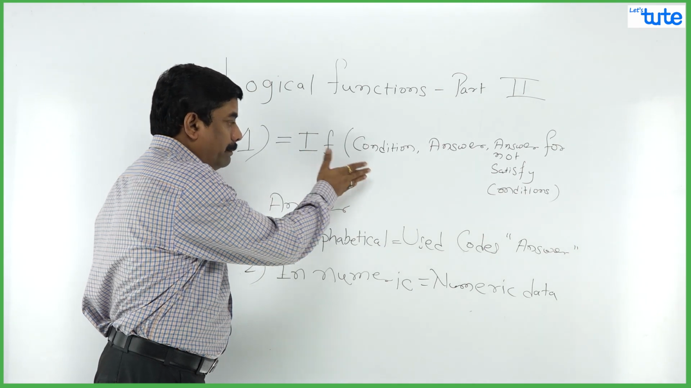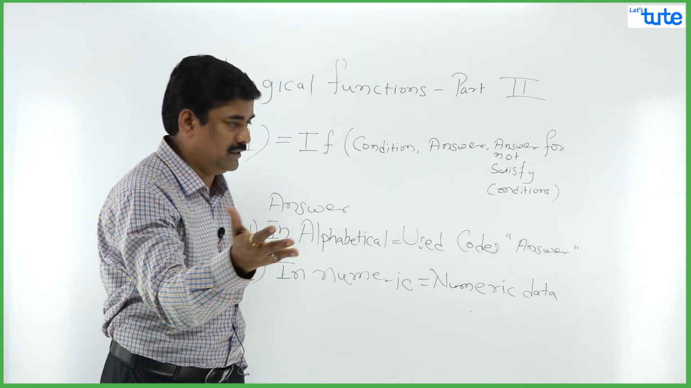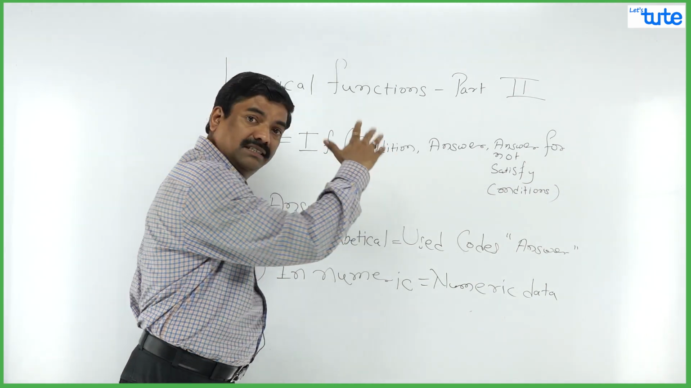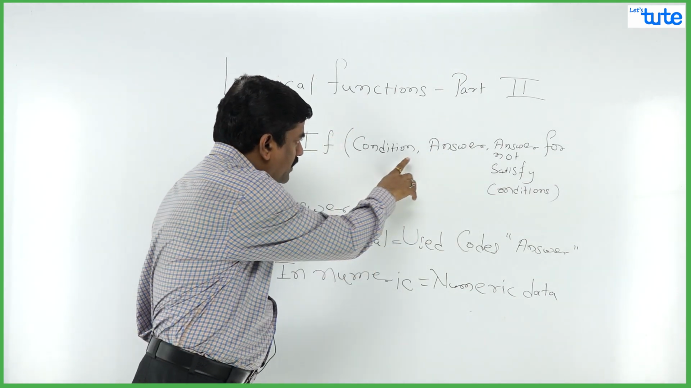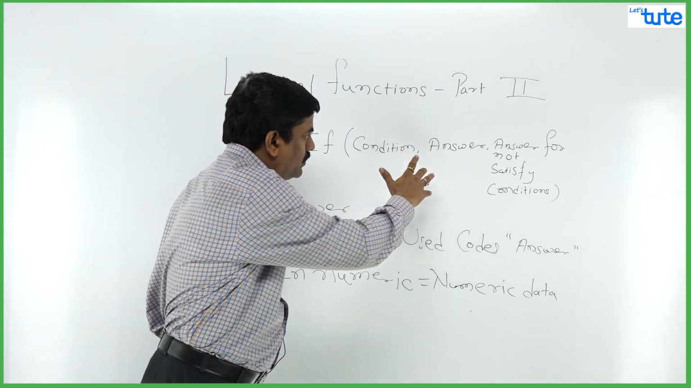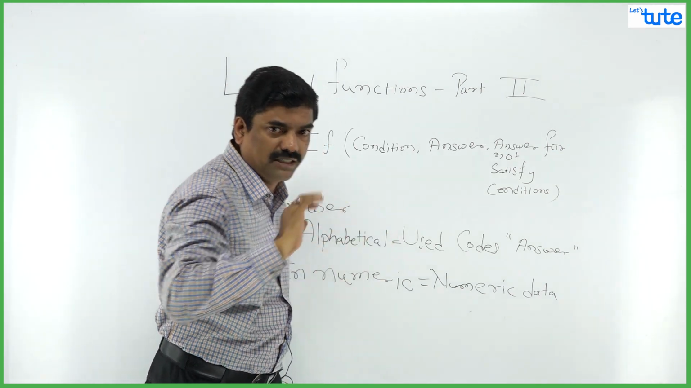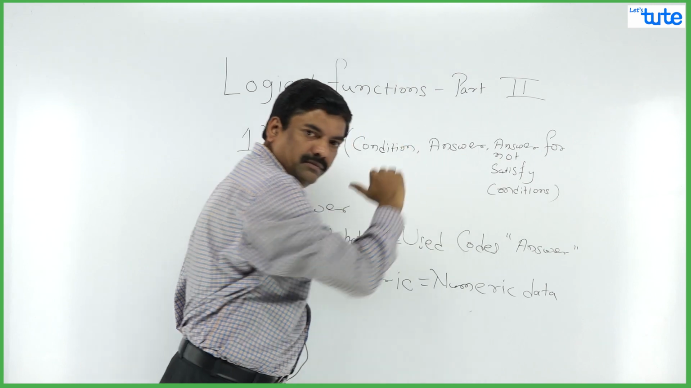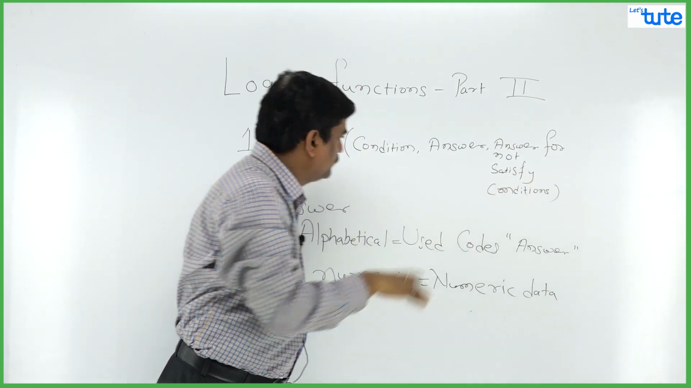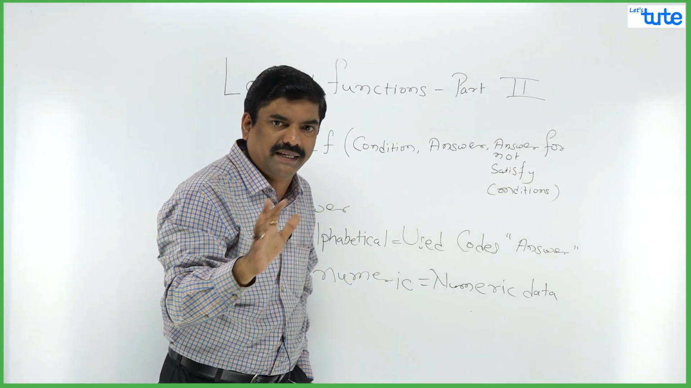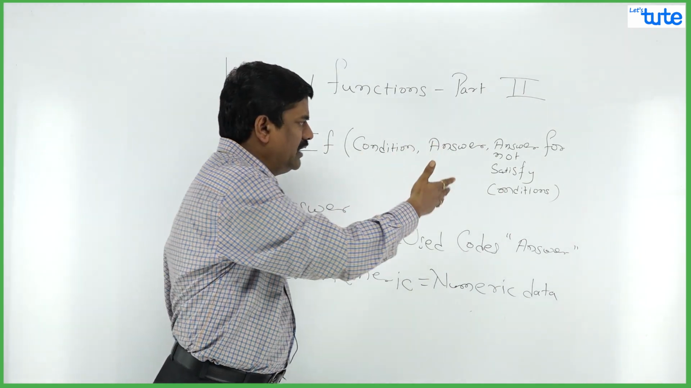Equal to IF, bracket open, you have to specify your condition. If the condition is satisfied, then this is my answer. You have to give a comma and give an answer. If this condition is not satisfied, then what is my answer? And bracket close, most important, bracket close. You are comparing the data: if my condition is satisfied, this is my answer; if not satisfied, this answer.